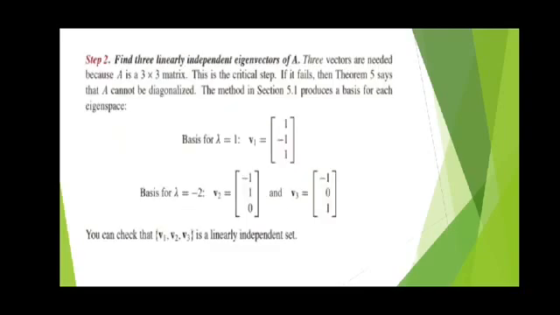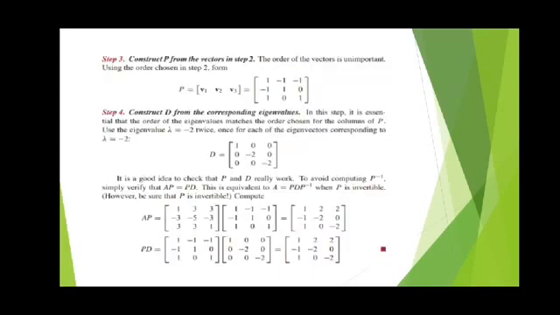Next is step 2. Using the eigenvalues, we find the eigenvectors. In step 3, we take the matrix P with columns V1, V2, and so on, so we frame the matrix P. And in step 4, we form the diagonal matrix D, whose diagonal entries are the eigenvalues.